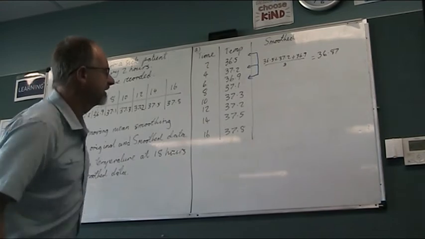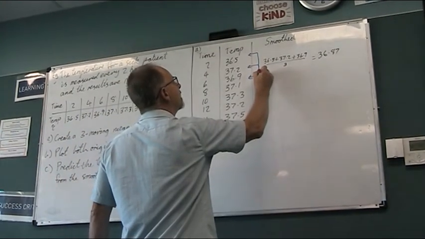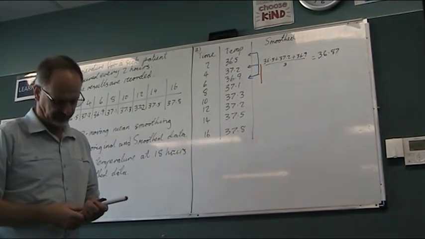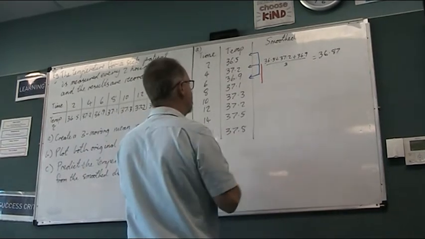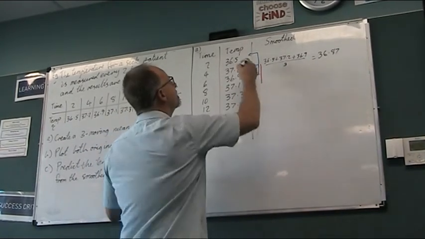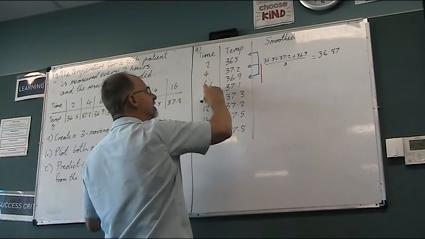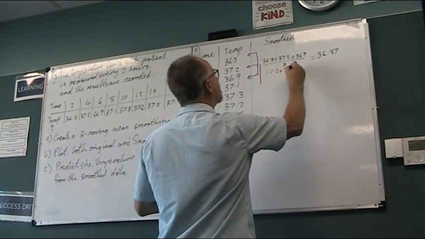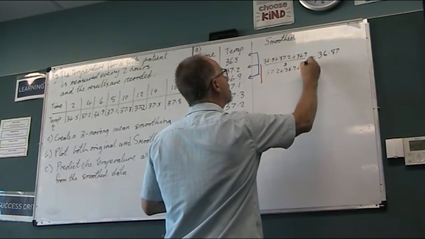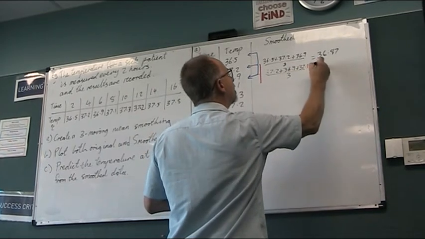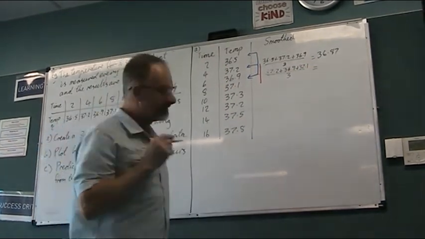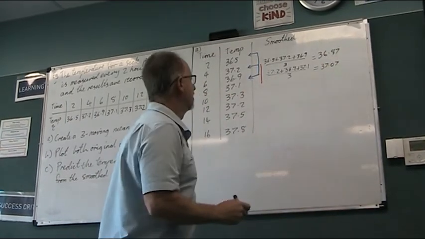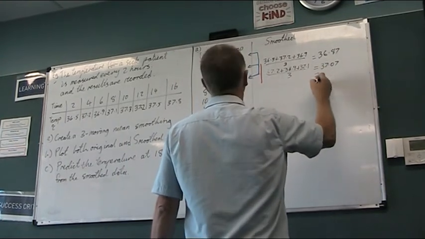Alright, and then when we move to the next one down, we're using these 3. So the 3 we're using for 6 hours are the 4, the 6 and the 8, so 37.2, 36.9 and 37.1, divide them by 3, and that's 37.07. And I've done all the rest, so I will just write all the rest down here.